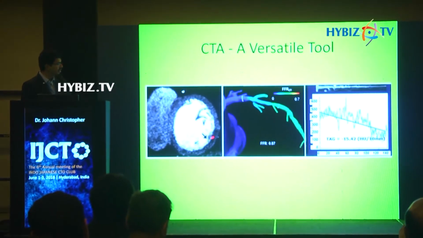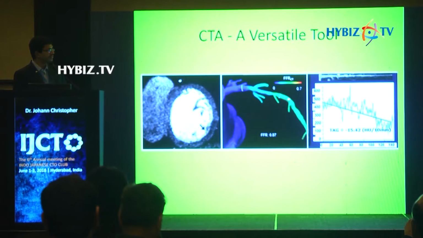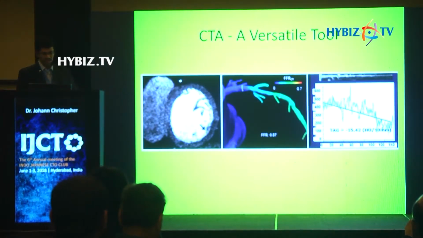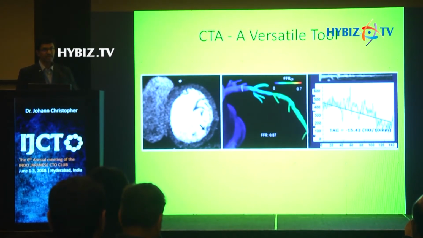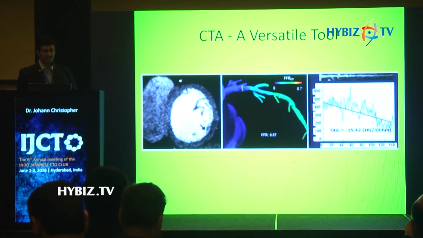You can look at perfusion here, during stress or rest; we use adenosine in our lab. You can look at CT FFR, and you can also look at the transluminal attenuation gradient, which is again a very important tool that we use when you're assessing CTOs, antegrade versus retrograde approach.